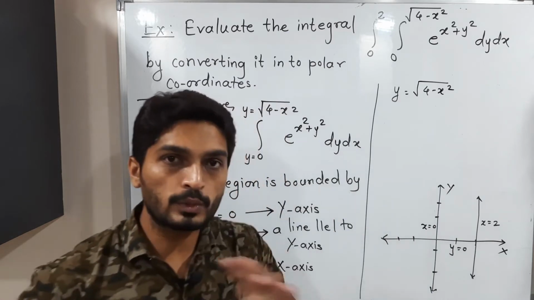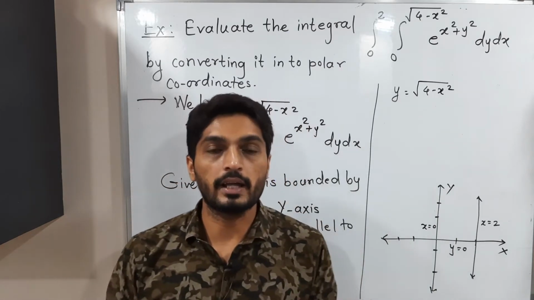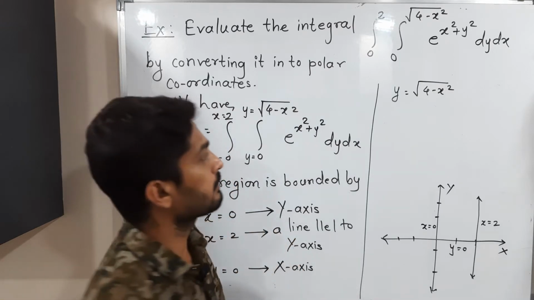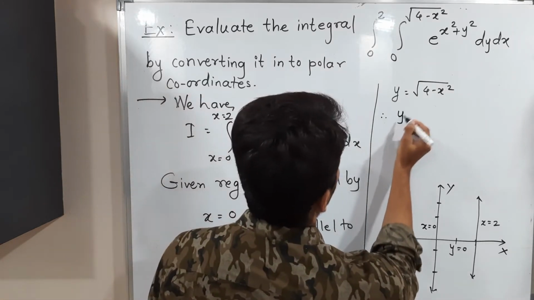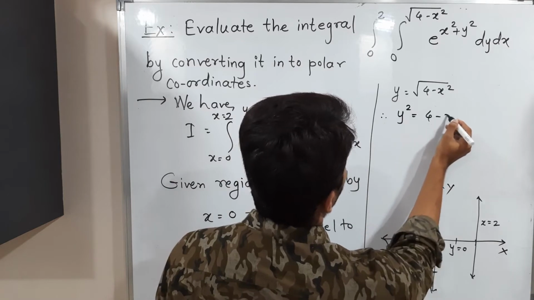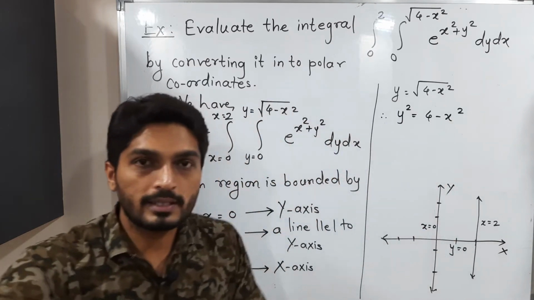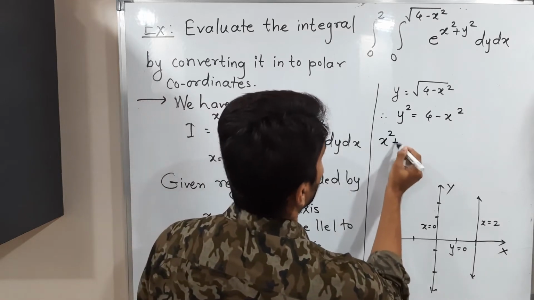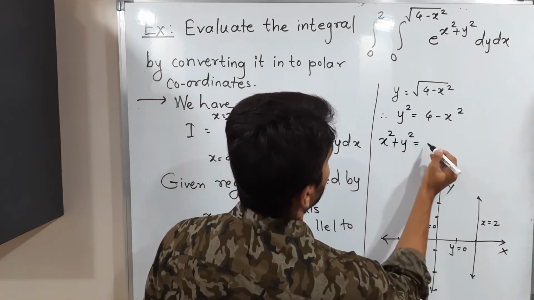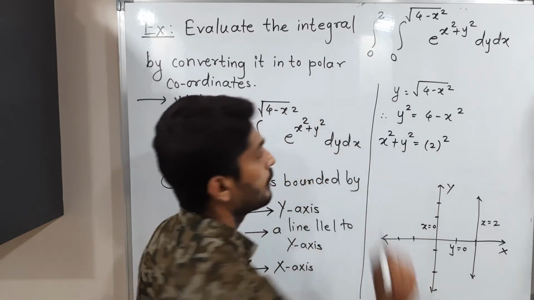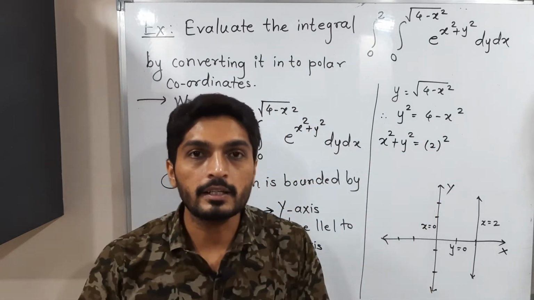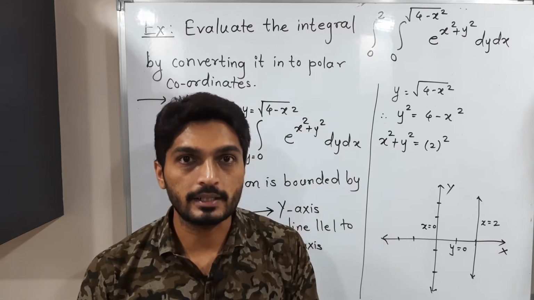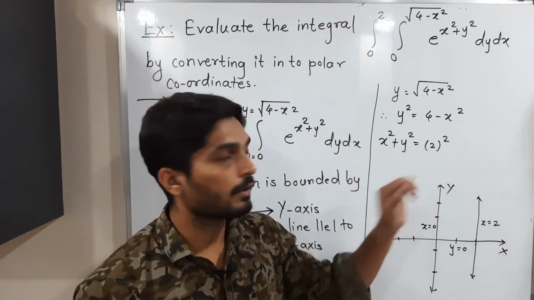But as the square root is there, we cannot find the curve directly. So what will I do? To remove the square root, I will take the square of both sides. So therefore, y square is equal to 4 minus x square. Let us take the x square on this side. So we'll have x square plus y square is equal to 4. 4 is nothing but 2 square. So this is the standard equation of a circle, right? Its center is 0, 0, and its radius is 2, since here we have 2 square.